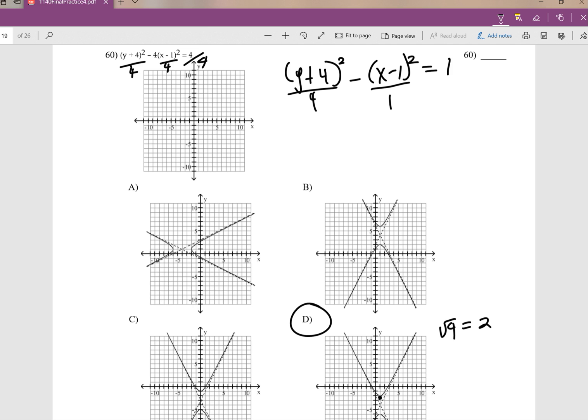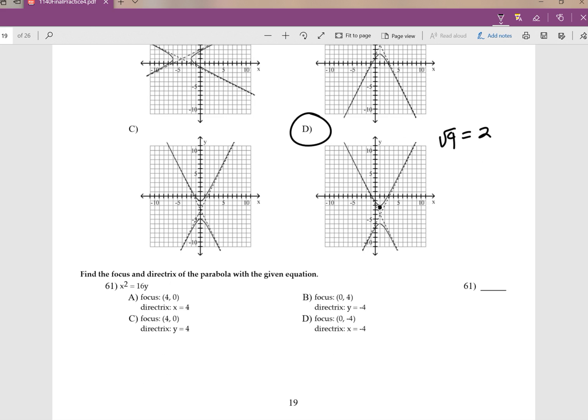We're shifting over. And then the 1 is a plus 1 in our case. That's how you know.